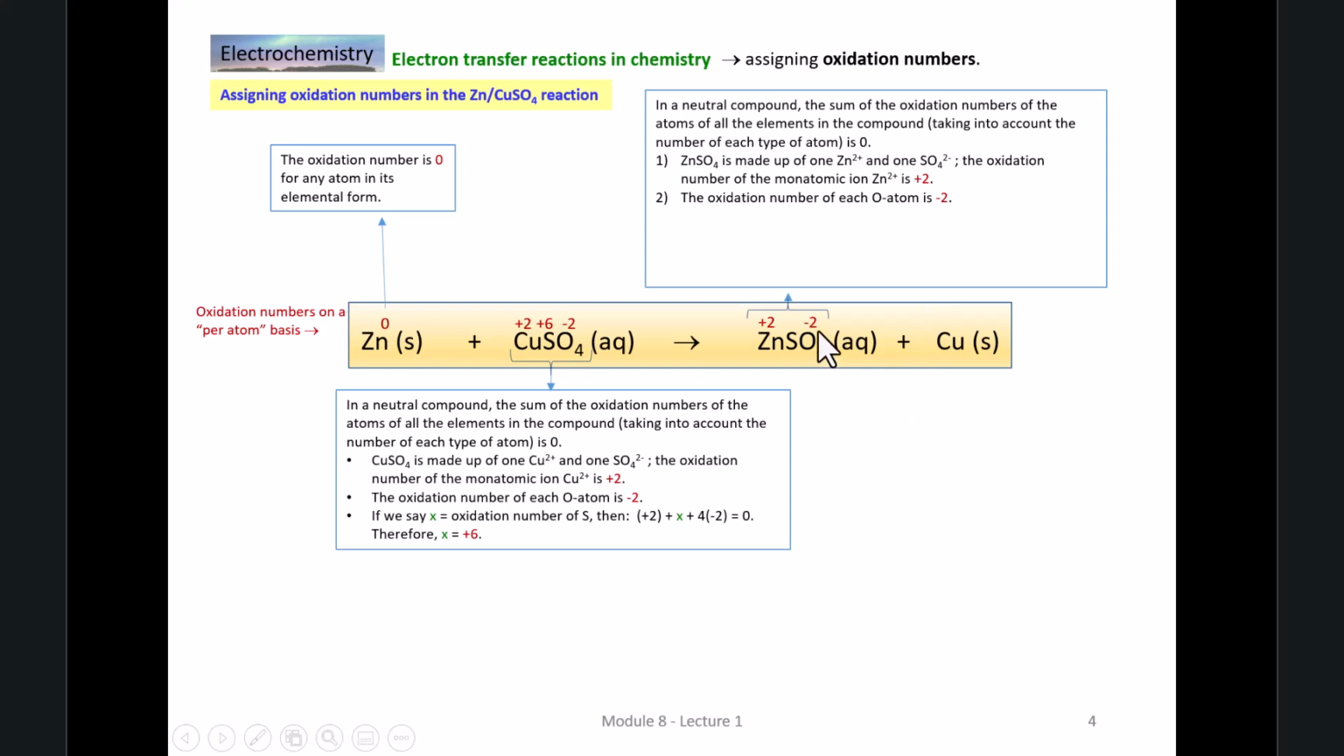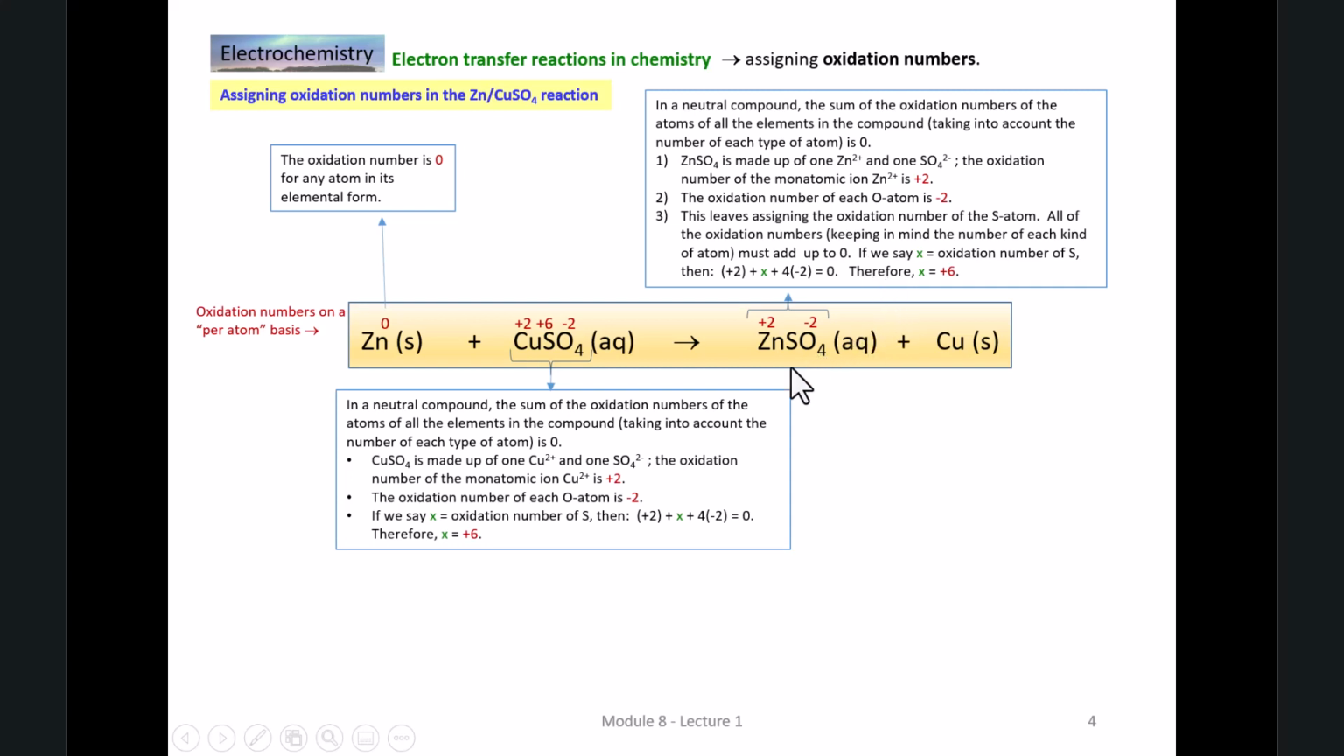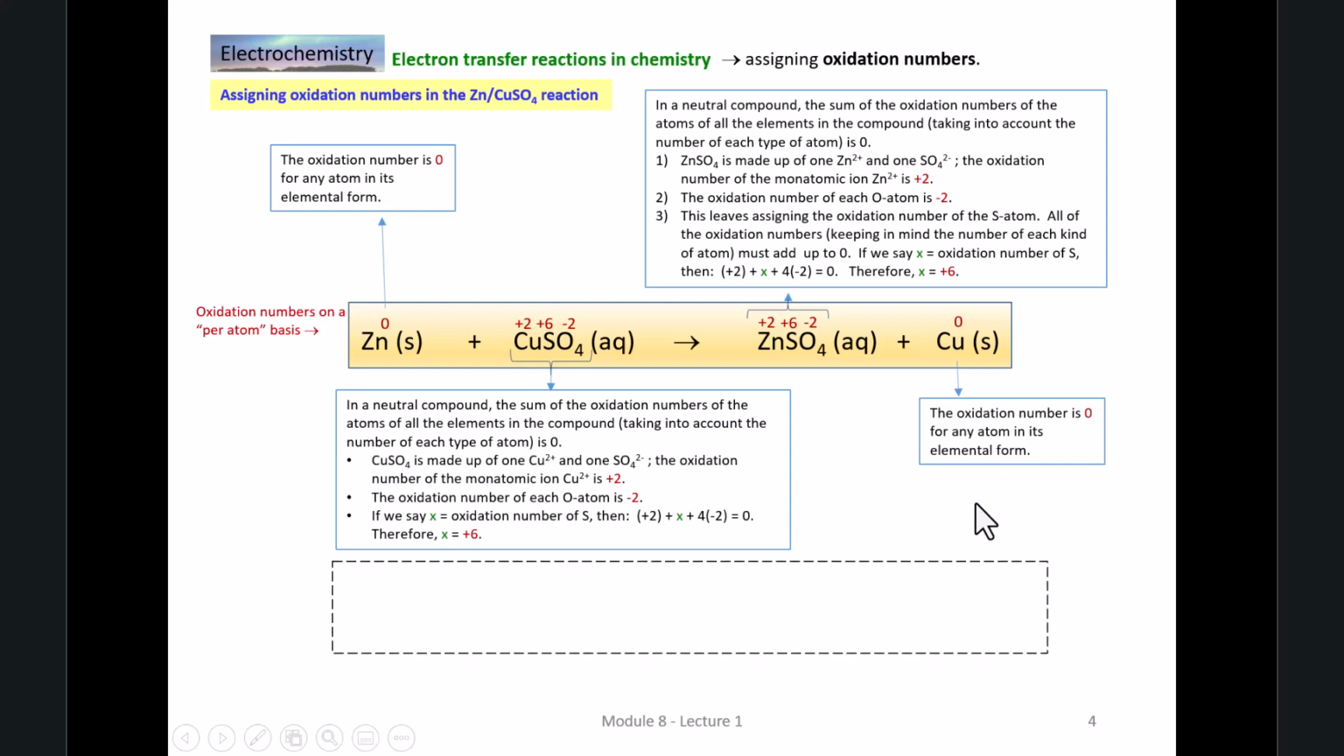And this leaves assignment of the sulfur, which is done in exactly the same way as in copper sulfate. So we give that a +6. And finally, the oxidation number of copper is 0 because the oxidation number is 0 for any atom in its elemental form. Well, after assigning oxidation numbers, we can identify this as a redox reaction because there is a change in oxidation numbers going from reactants to products.